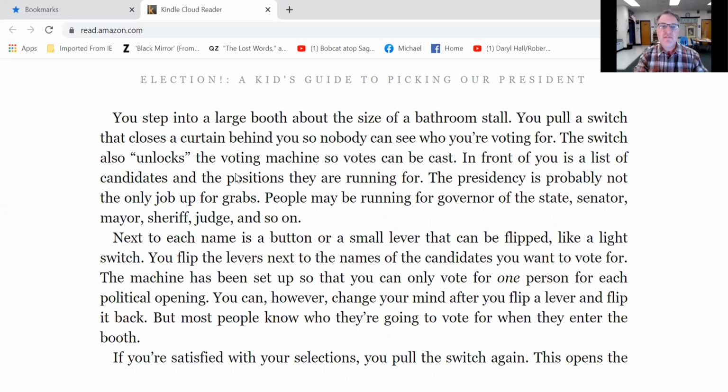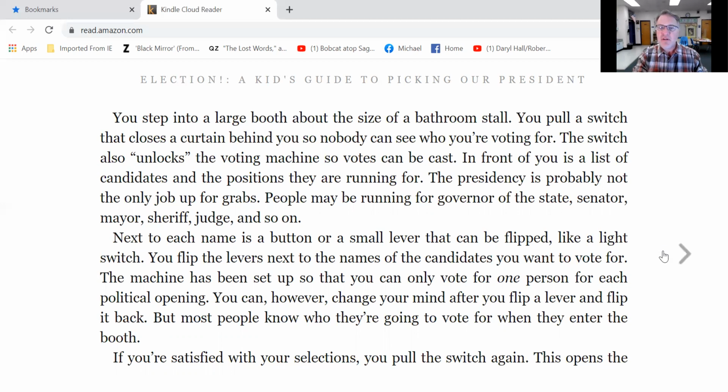In front of you is a list of candidates and the positions they are running for. The presidency is probably not the only job up for grabs. People may be running for governor at the state level, senator, mayor, sheriff, judge, and so on. The ballot this year was two sides of one long paper and then one side of another long paper. And there were all kinds of amendments to vote on, people to vote on, judges, mayors in Dunedin. So there was a lot to vote on.